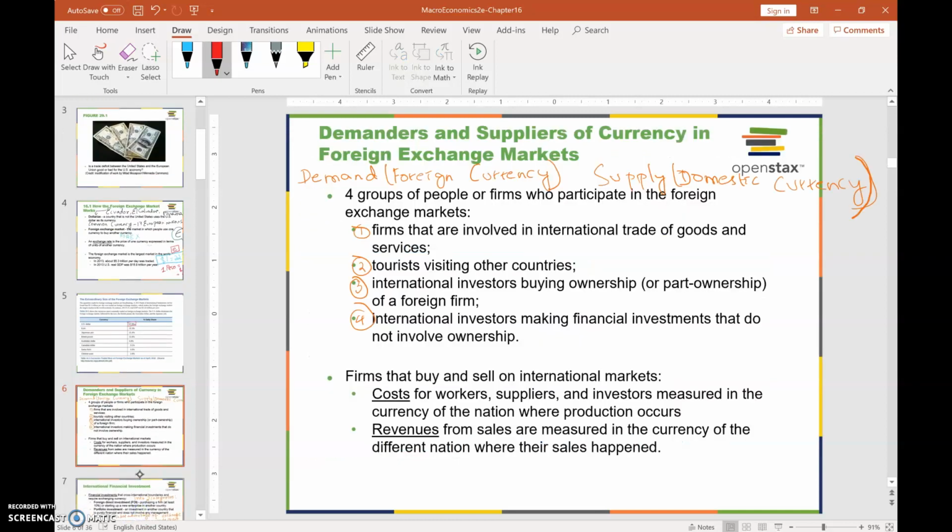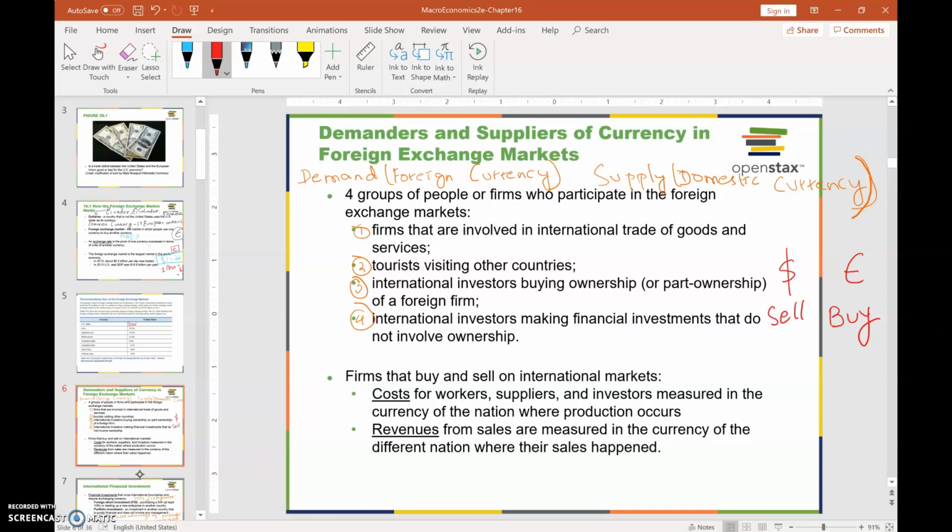Now we are going to look at the people who demand foreign currency and the people who supply foreign currency. If you are a US citizen, you are going to sell US currency and buy foreign currency. If I'm looking at the market between dollar and euro, you have dollars, so you are going to sell dollars and you will buy euros. So you are always selling or supplying the domestic currency. This applies to everyone in the foreign exchange markets, and you are going to demand foreign currency.